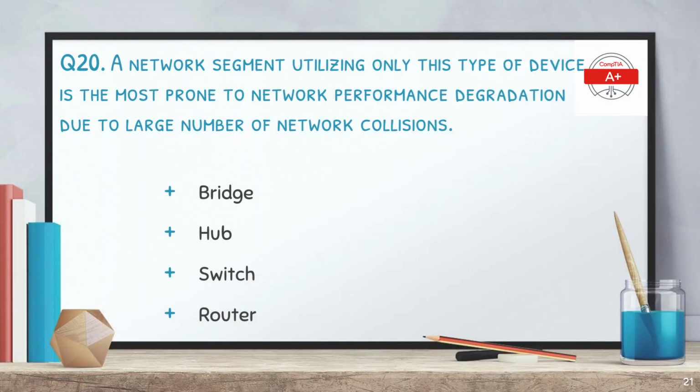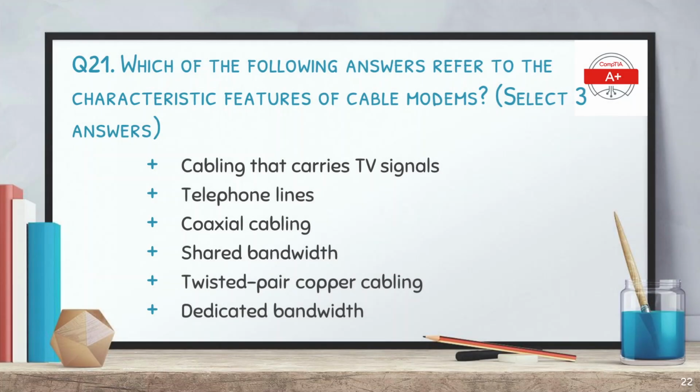Question number 20 is that a network segment utilizing only this type of device is the most prone to network performance degradation due to a large number of network collisions, and the options are bridge, hub, switch, router. As we studied in the last question, the answer is the hub. So again, as we already studied, the hub has a negative performance impact on the overall network due to a large number of packet generation.